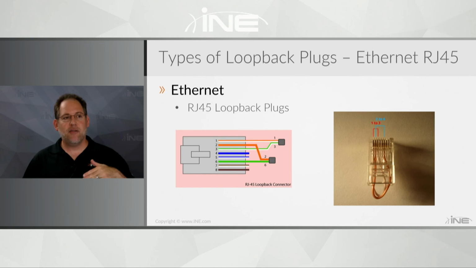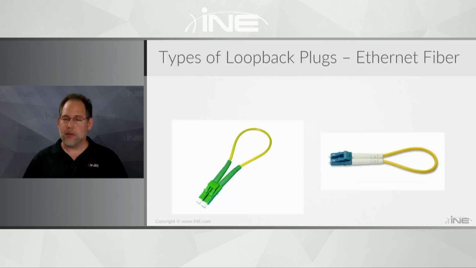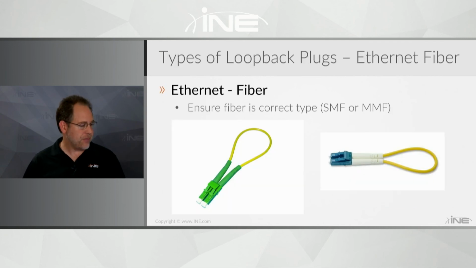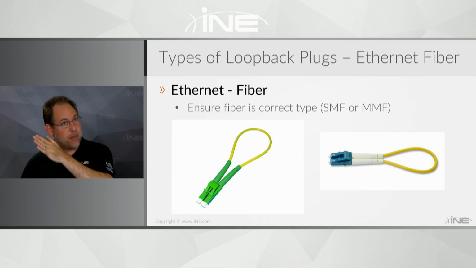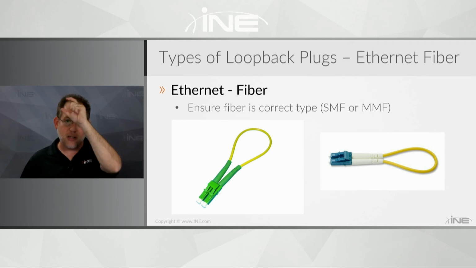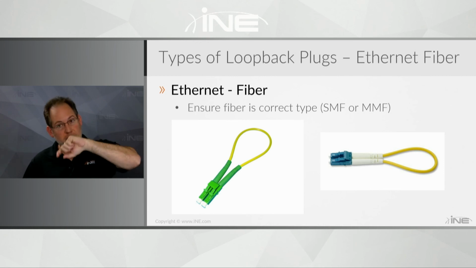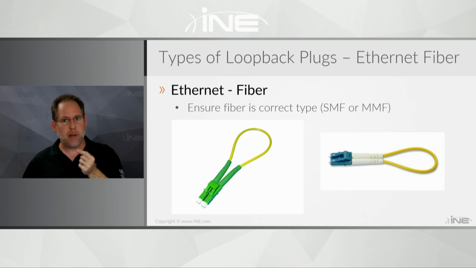Well, what if I have a fast or gigabit Ethernet interface that's doing fiber? It's not doing RJ45. Well, there are loopback plugs for that too. You can see here the whole concept is going to be the same across the board. Whatever's being transmitted is looped back to the receive, and other transmit pins have to be looped back to other receive pins. So here we see a fiber loopback connector.